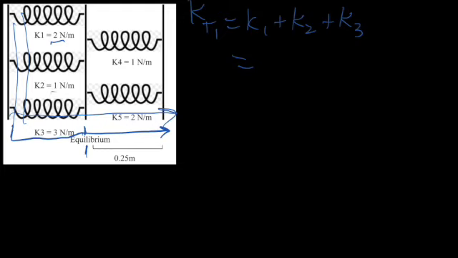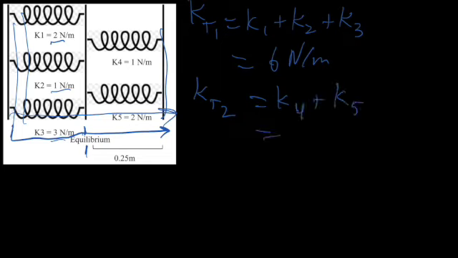In order to find this, what we need to do first is work in parallel. Let's look at this column right here. We can say that k total 1 equals k1 plus k2 plus k3, and that is going to be 2 plus 1 plus 3 Newtons per meter, so that is 6 Newtons per meter. And for this column right here, we only have k4 plus k5, and that's 1 plus 2 Newtons per meter, so that's going to be 3 Newtons per meter.